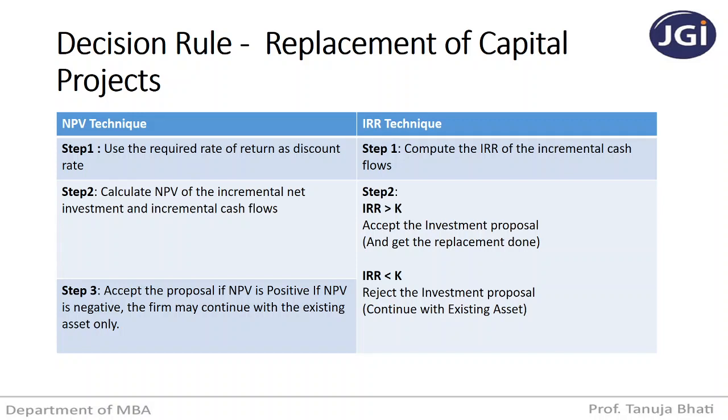In the exam you can use the NPV technique or the IRR technique. If you are using the NPV technique, remember that whatever rate is given in the problem has to be taken as the discount rate. Then you calculate NPV only on the incremental cash inflows and incremental cash outflows. Then step number 3, go in for replacement of the old asset only when the NPV is positive. If the NPV is negative, don't go for replacement, use the old asset only.